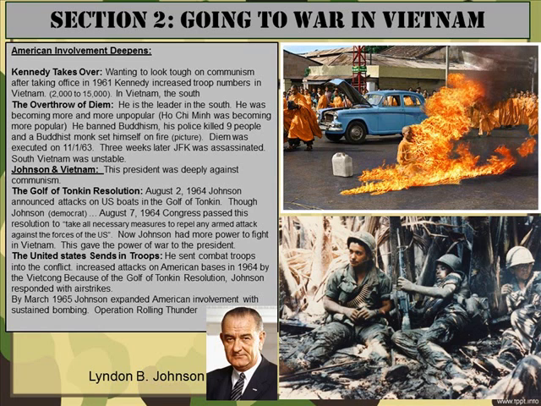So he had more power to fight in Vietnam. This gave the power of war to the president. The United States sends troops. He sent combat troops into the conflict, increased attacks on American bases in 1964 by Viet Cong. Because of the Gulf of Tonkin Resolution, Johnson responded with airstrikes. By March of 1965, Johnson expanded the American involvement with sustained bombing. This was called Operation Rolling Thunder.